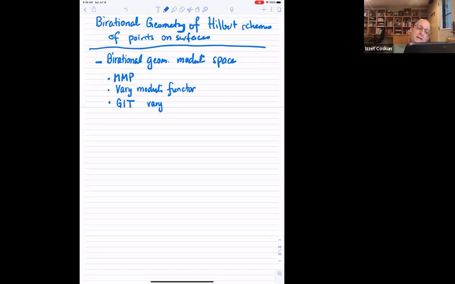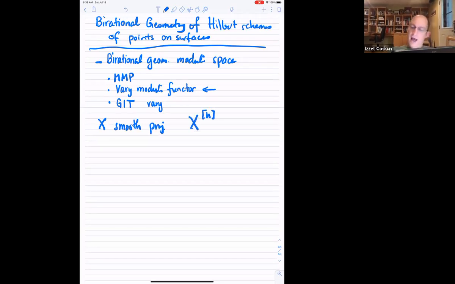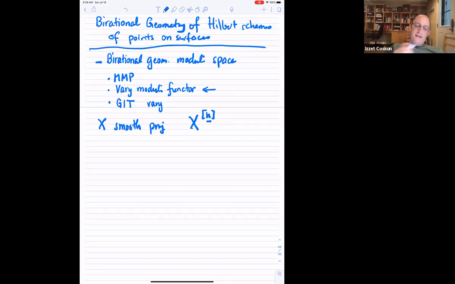Initially, when we started thinking about this almost a decade ago, the question was, how do you vary the moduli functor when you're thinking about the Hilbert scheme? Let me remind you, X is a smooth projective surface, and Xn is the Hilbert scheme of n points on X. It seems like there isn't all that much you can vary, because the invariants here are discrete. It's not like you can vary n and get totally different spaces. So what can you do?